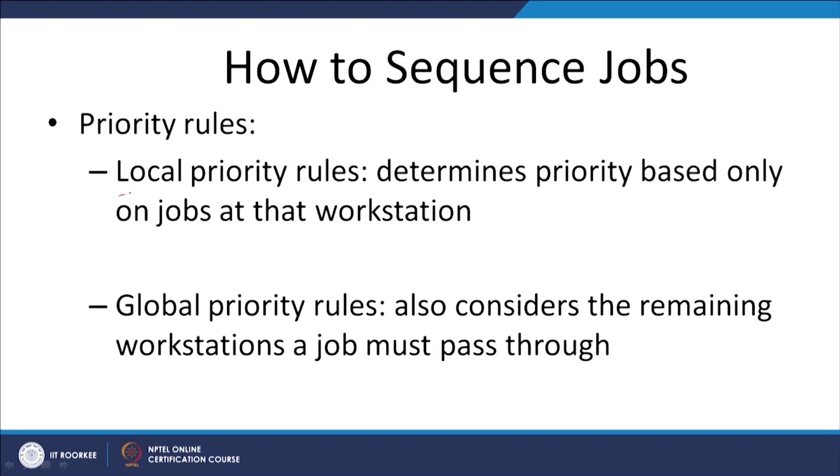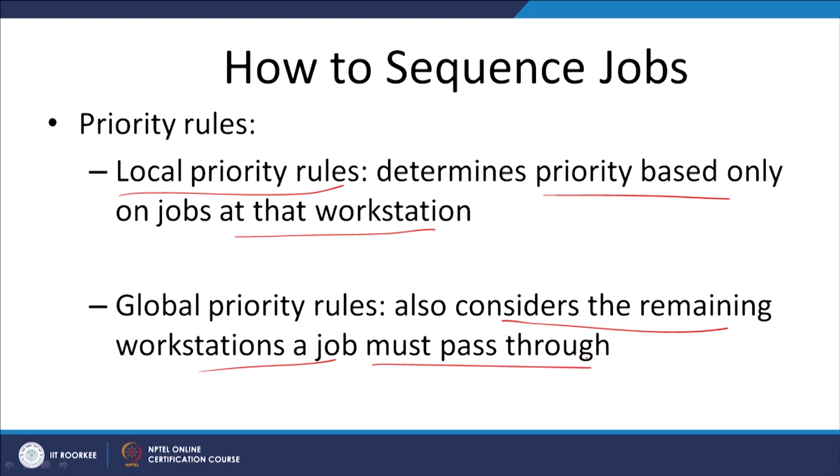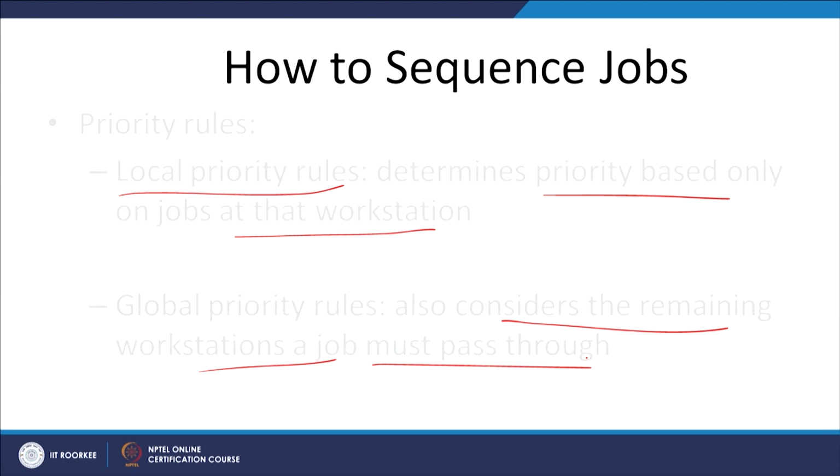The local priority rules determine the priority based only on that particular workstation, while the global priority rules consider the other stations as well, through which the job has to pass, to make sure that it is done on time.